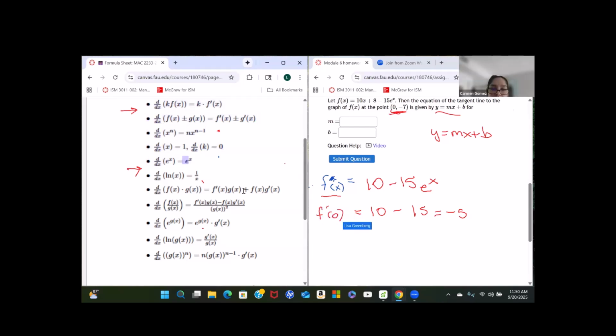Because 0 is the point. Last time it was f prime of x, -3. Now it's f prime of 0 because they're giving us just a different point. They could give us f prime of 20, and then we would have a different number, although it wouldn't be so easy to do without a calculator. 0 is a nice one for e to the x.